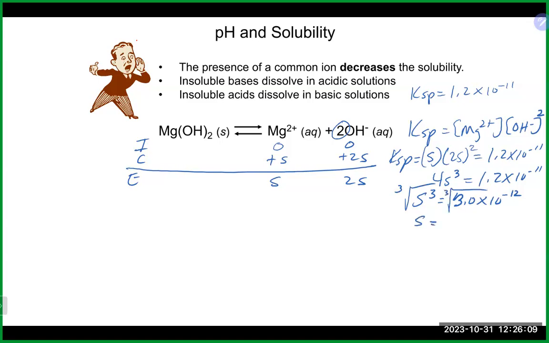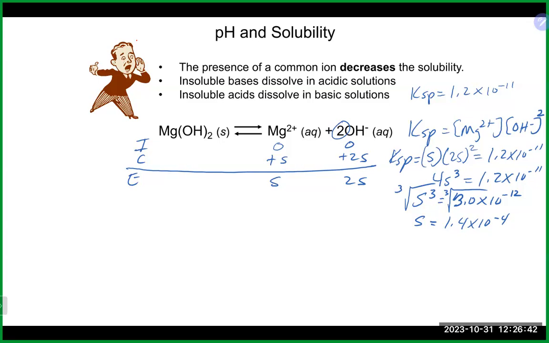Once again, you can do a caret with parentheses, 1 divided by 3, if you don't have that button available. If you do that, that gets us an S value in this case of 1.4 times 10 to the minus 4. First off, any question on that calculation? It's very similar to what we did previously.